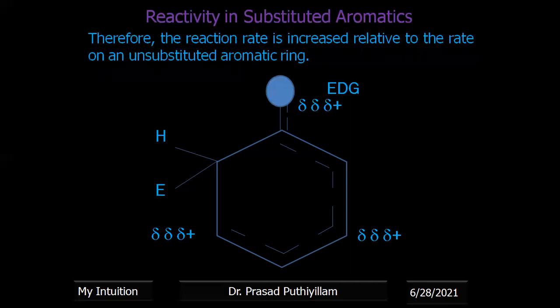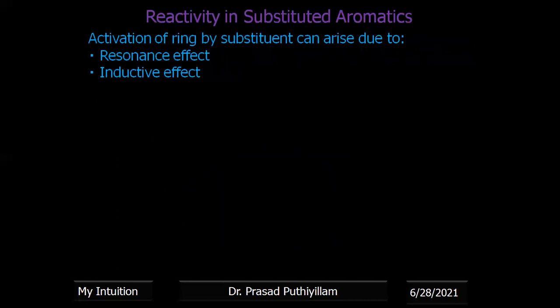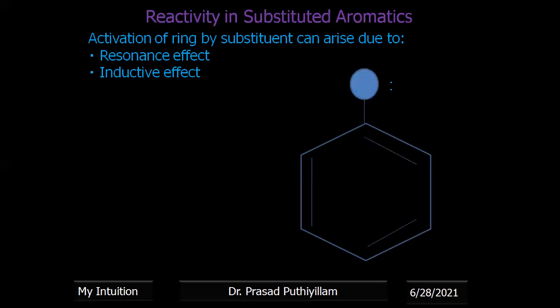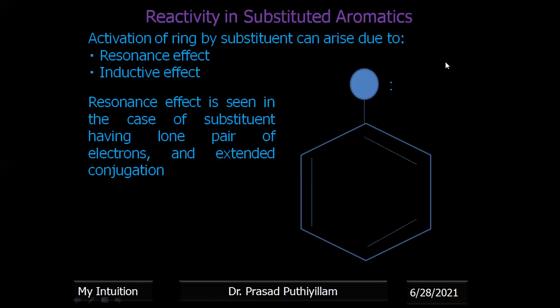Therefore, the reaction rate is increased relative to the rate of an unsubstituted aromatic ring, because it is more stable, therefore a faster reaction takes place. Now, the activation of the ring by a substituent can arise due to the resonance effect as well as the inductive effect. Till now what we have seen is the resonance effect. The inductive effect we will also see. First, we again see the resonance effect. This is the resonance effect in which the substituent, or the electron donating group, has a lone pair of electrons, or extra electron density present in it, which it can give.